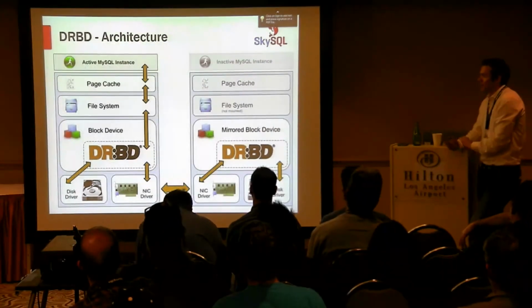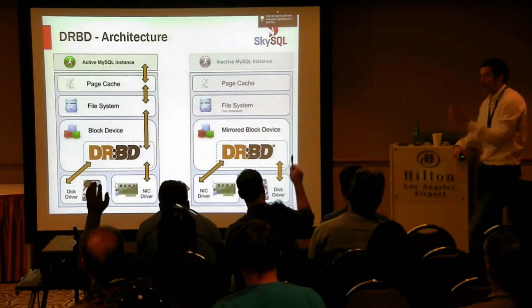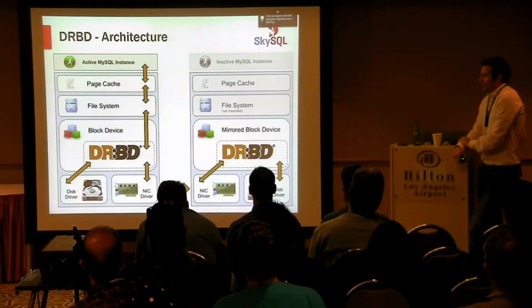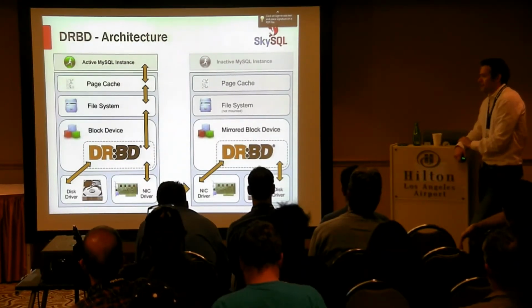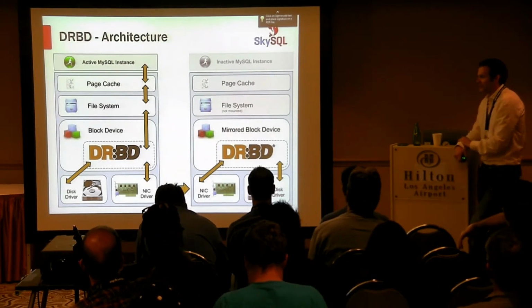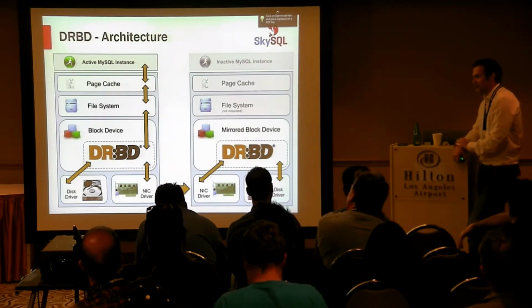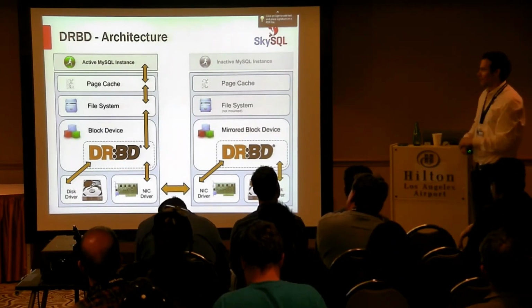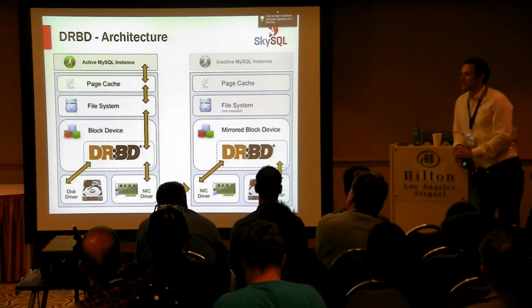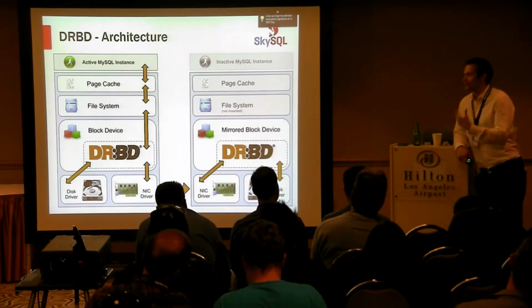Then there's something called DRBD. Who knows what DRBD is? Oh, a lot of people. Exactly. Distributed Replicated Block Device. So it's basically a poor man's SAN, right? If you can't afford a SAN, you replicate your disk instead. So it's kind of like if you had a SAN, but you don't.